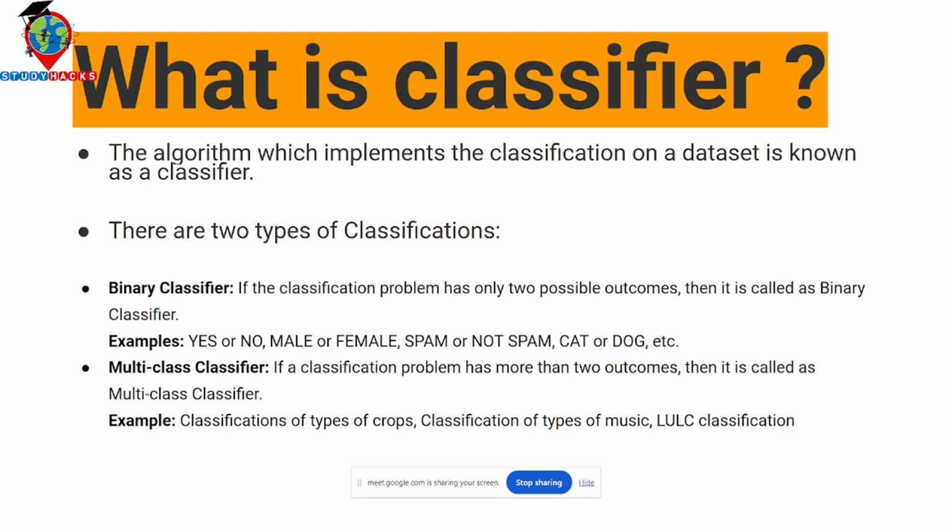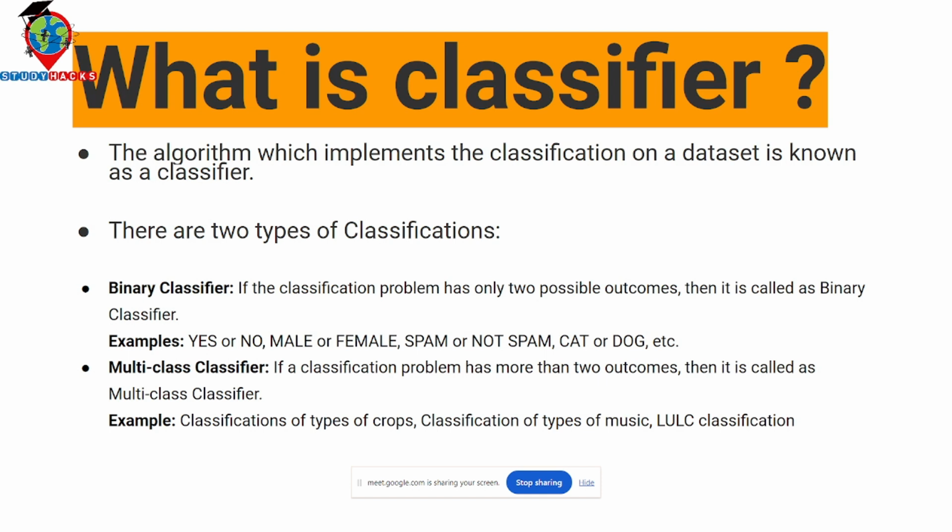And mainly there are two types of classification you can do. One is the binary classifier. With a binary classifier we can get only two outcomes. Suppose you want to make a classification for only two land use land cover classes, such as water body and vegetation, or cropland and vegetation. So we can get only two outcomes from the binary classifier, as well as yes or no, male or female, spam or not spam, cat or dog.